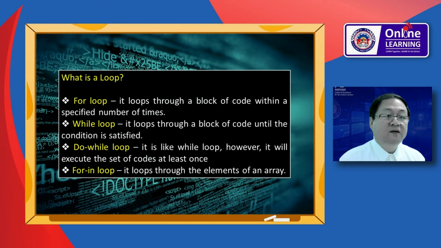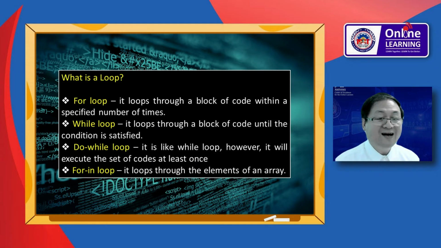What is a loop? There are times when you want a block of code repeated until a certain condition is satisfied. This can be done by creating a loop. A loop is a repetitive cycle of a block of code until the condition is met. In JavaScript, there are a variety of loops.